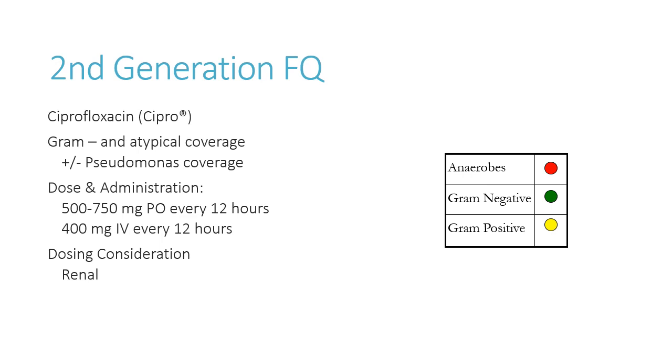But ciprofloxacin, pretty good one. As you can see here, it does not really cover anaerobes, but it gets pretty good gram-negative coverage. Some gram-positives. This will get better as we get later on in the generations, especially with more resistant strep pneumo, things like that. It will have kind of plus-minus Pseudomonas coverage.